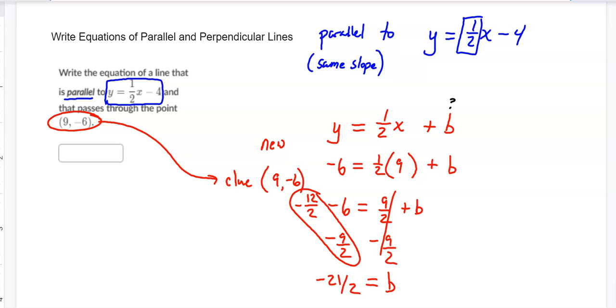So when I write this equation, my final answer is y equals my slope, which I got from the top part, and then my intercept is -21/2. That one's kind of funky, a little bit tricky. All right, next problem.